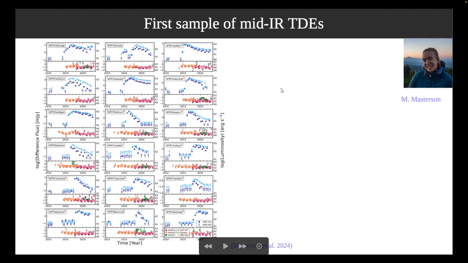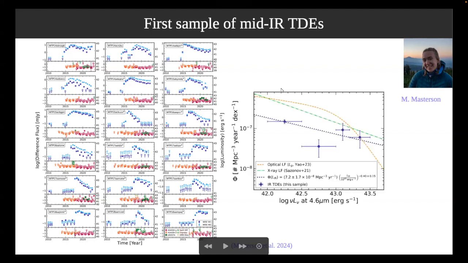A few things to highlight from her work: she was able to estimate the luminosity function. So what you see here is the luminosity function from Megan, from the mid-infrared TDEs, and then you have the optical in the orange and the X-rays in green. And you see that mid-infrared TDEs in the local universe are at least as abundant as optical and X-ray, okay? And actually the mid-infrared are lower limits because we have excluded a lot of sources that are faint. So we expect that this would go even higher up in our case.